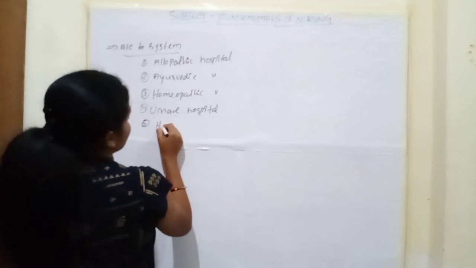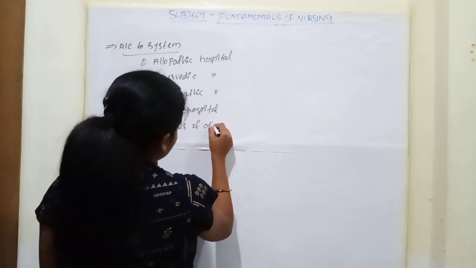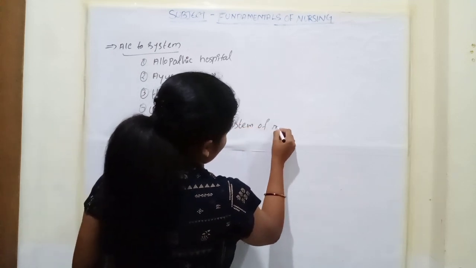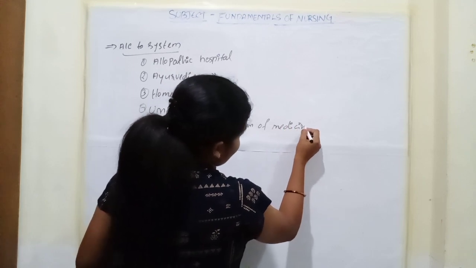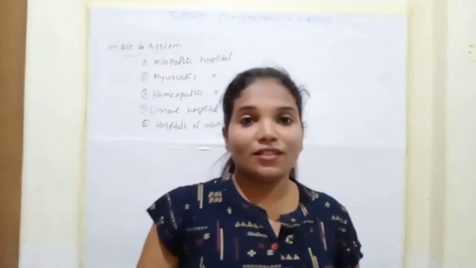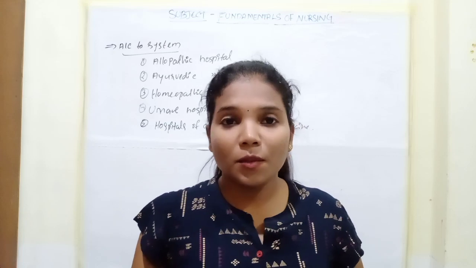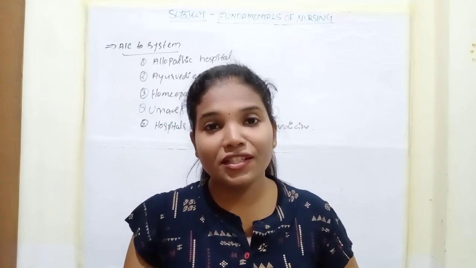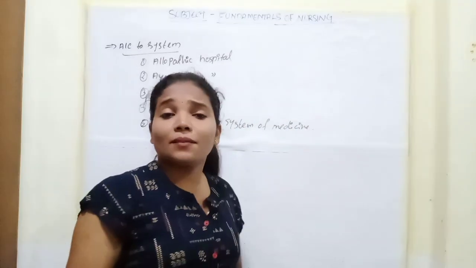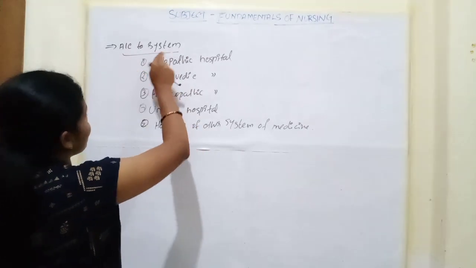Hospitals of other system of medicine. So there, other system of medicine means different kinds of hospitals. Naturopathy, so they are using the natural things. Lot of other systems. Have you heard about acupuncture, the Chinese medicine? So they are using that kind of medicine. So according to their system we can classify the hospital. So that is called according to the system base.